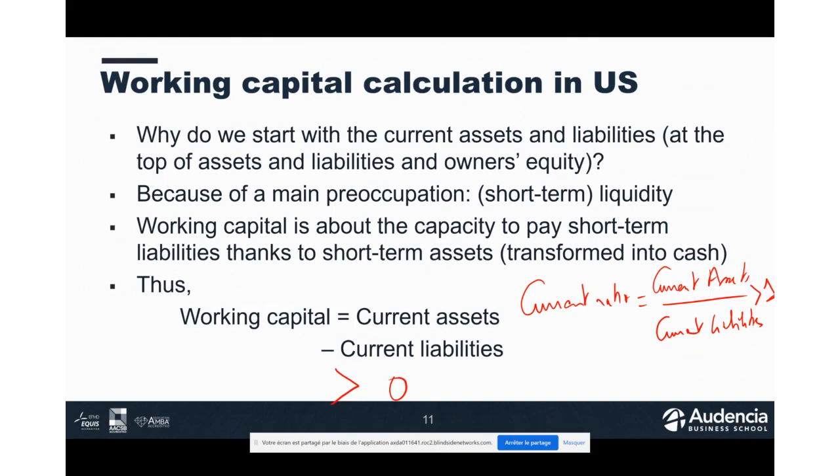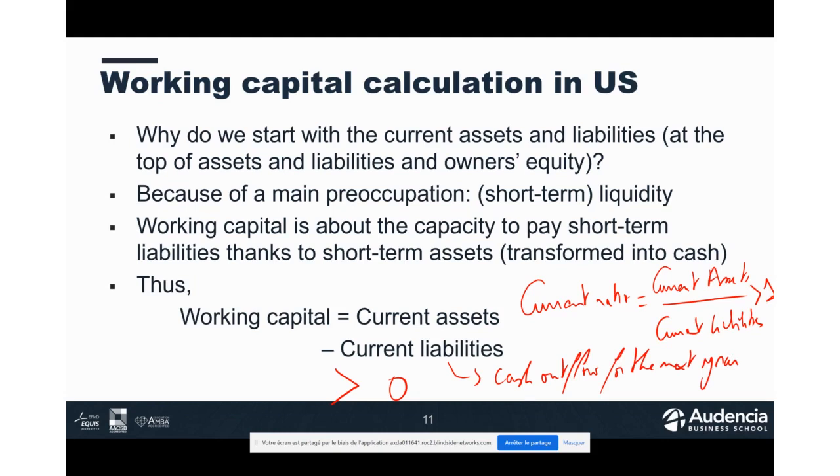So we want the working capital thanks to the balance sheet. So we want first the current assets and we want the current liabilities. The idea of the working capital is to define your capacity to pay what you will have to pay during the next year. So here we have a cash outflow for the next year because of past transactions.